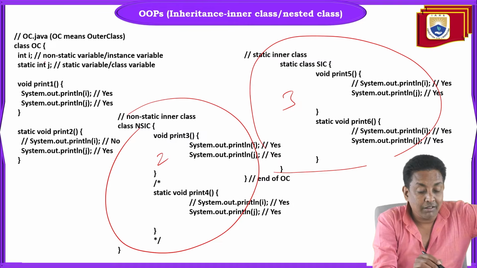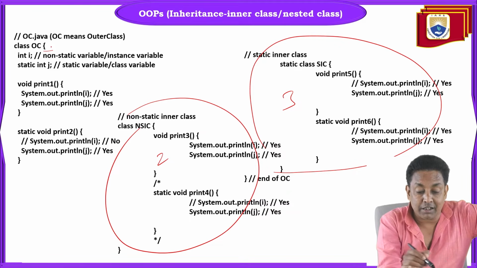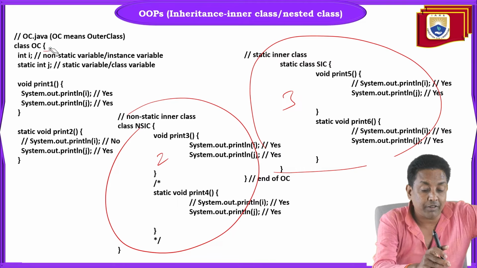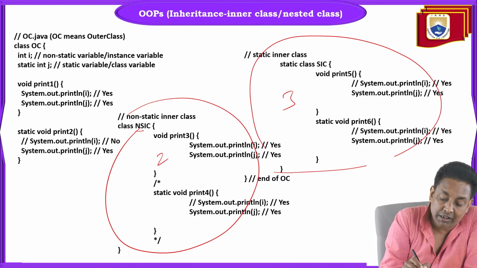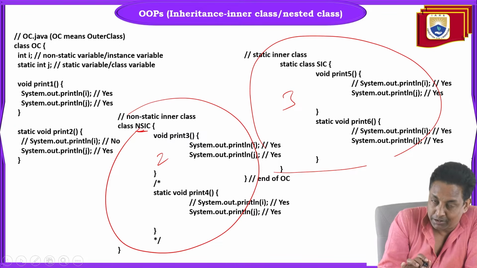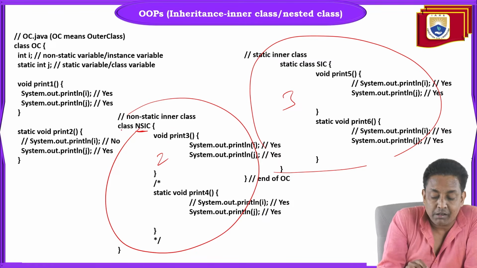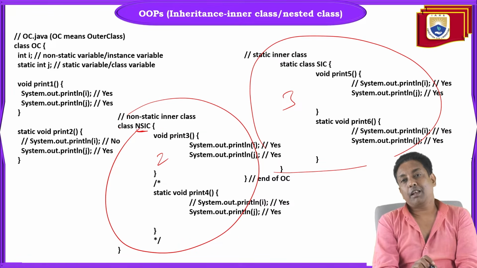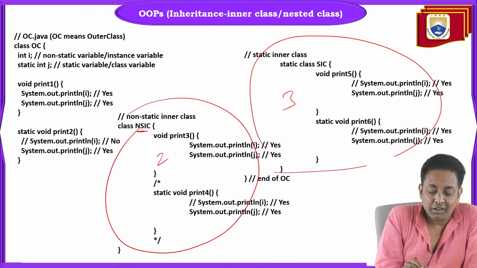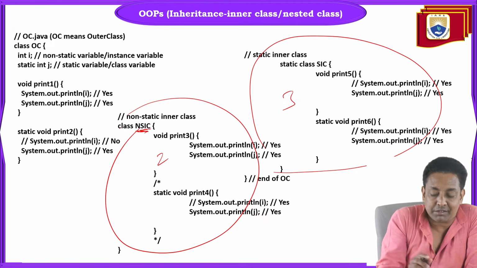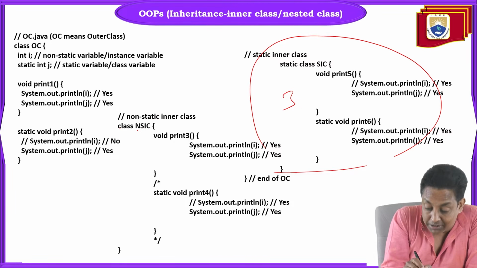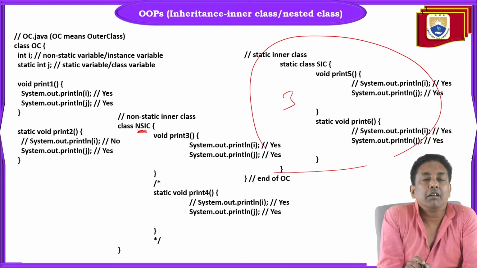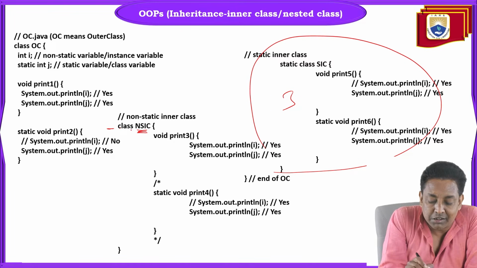Next, we are continuing in the same outer class. We wrote one class, sorry, not a subclass, it's an inner class. A nested class, class NSIC. NSIC means non-static inner class. I just named the class with that name. Is it a static class or a non-static class? It's a non-static inner class.